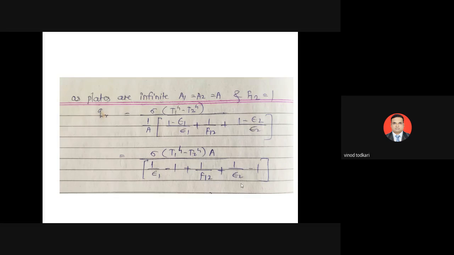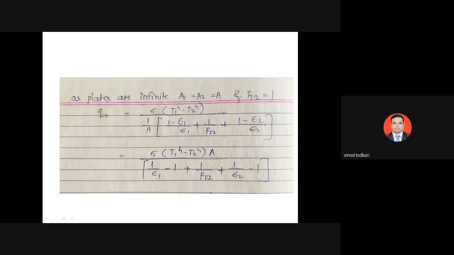So simply we have taken A as common because A was same. A1 is equal to A2 is equal to A. Why they are same? Because the plates are infinite. Infinite means they are same. We cannot measure them. So by default, they are same. And now see, plate 1 is facing plate 2 and they are parallel and they are infinite. So all energy emitted by 1 will be directed towards 2. So view factor of 1 with respect to 2 will be equal to 1.